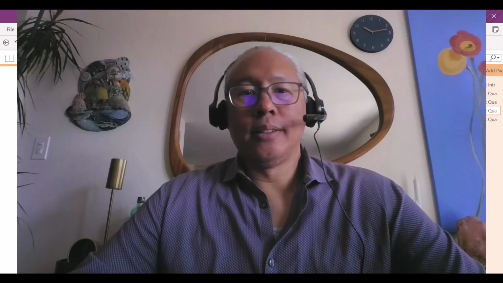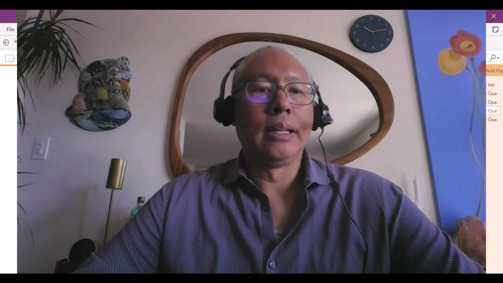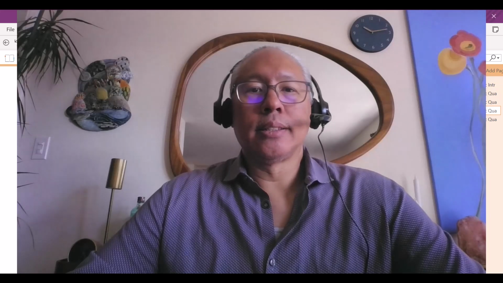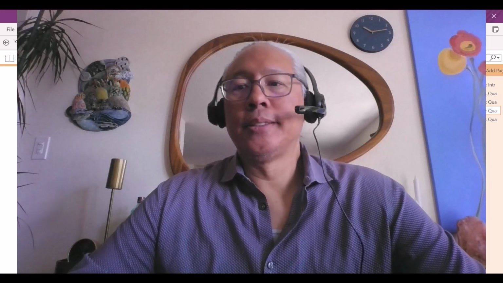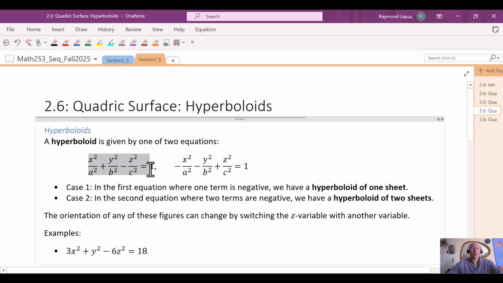Hello, we are in our fourth objective for the section, or our third quadric surface, and this time we'll be looking at hyperboloids. A hyperboloid is going to be in a form where all the variables are being squared. There's an x squared, there's a y squared, there's a z squared. But the signs of two of those variables are going to be different from the sign of the third one.